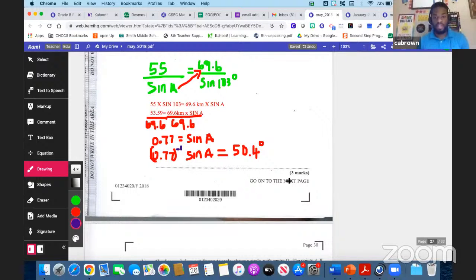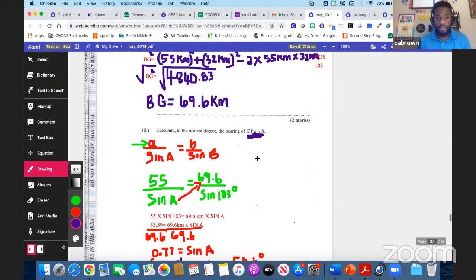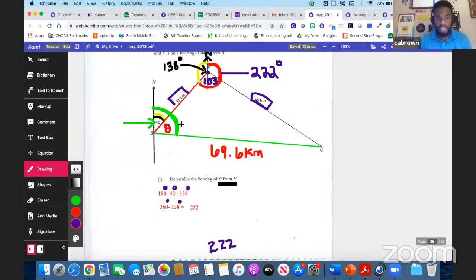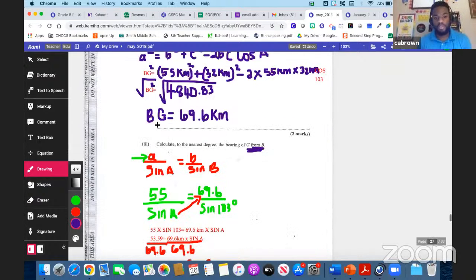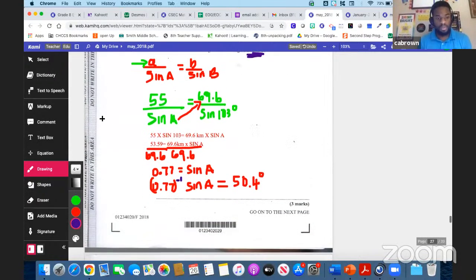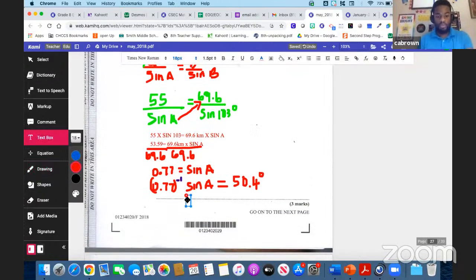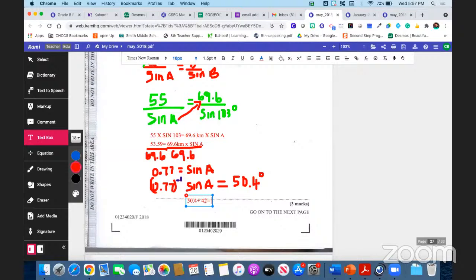So the measure of this angle right here is 50.4, but we're not quite done. Remember, B from G is all of this that I mentioned in green. So in order for us to find that, we know that this portion right here is 50.4 and this one right here is 42. We're going to find the sum of those two. So finally, we do 50.4 plus 42, and that's going to give us 92.4.